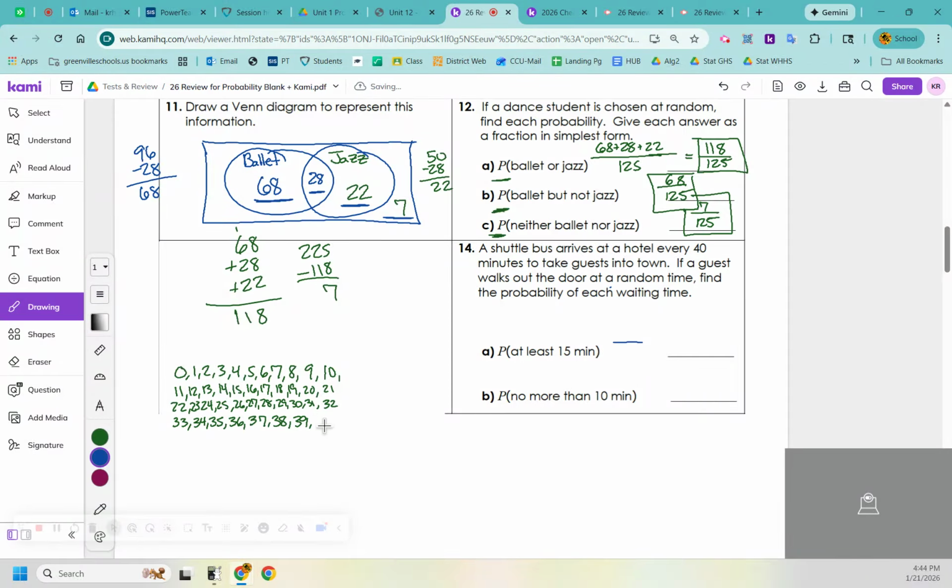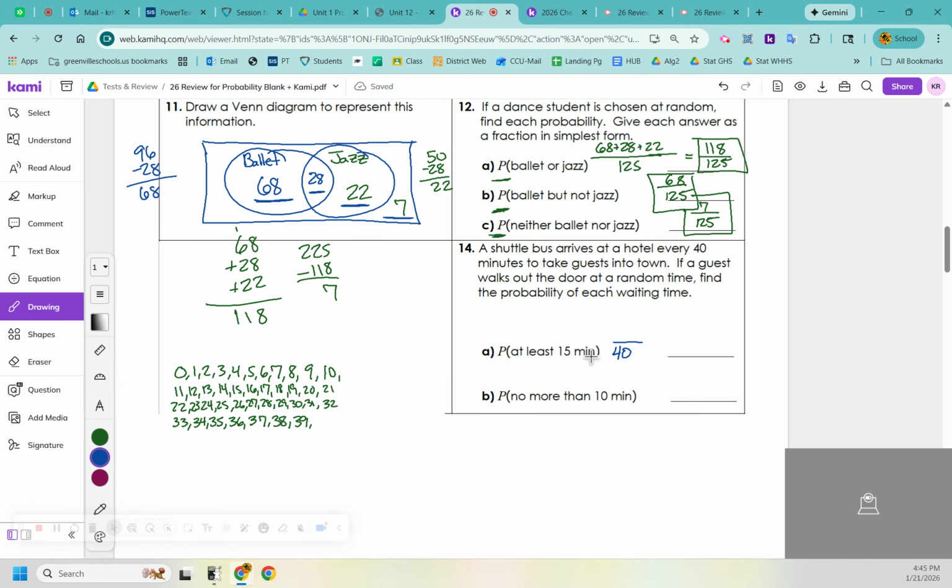Now, if you walk out at 40, the bus is going to be there again. So we're back to 0. So there are 40 different minute wait times, but 1 is just 0. So we're not including 40 because if you walk out every 40 minutes, you have a 0 wait time. You're walking straight to the bus.